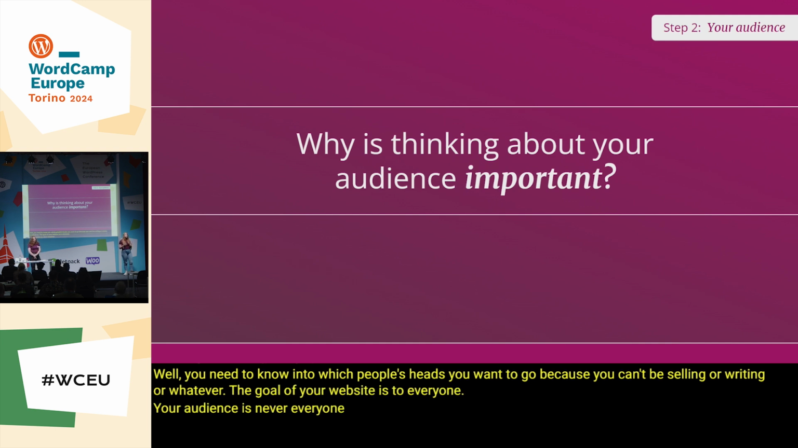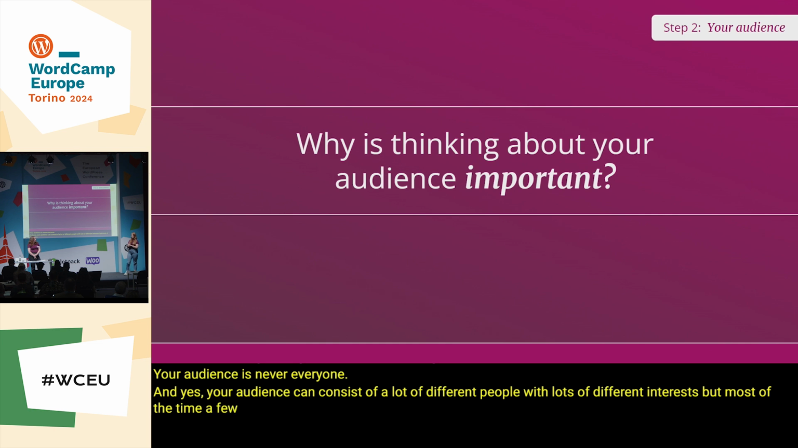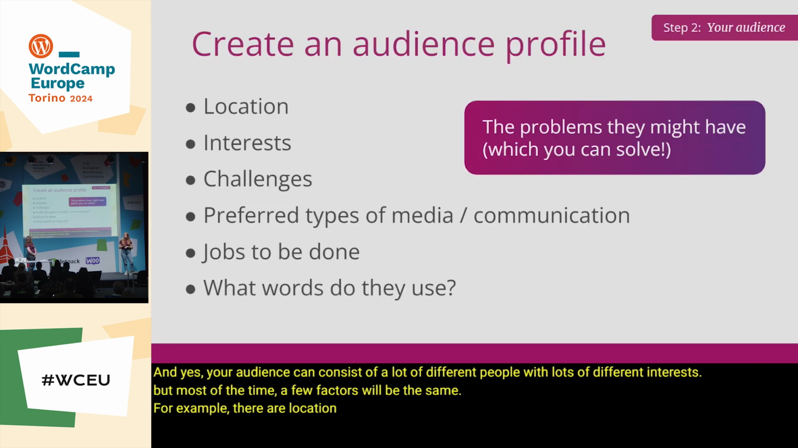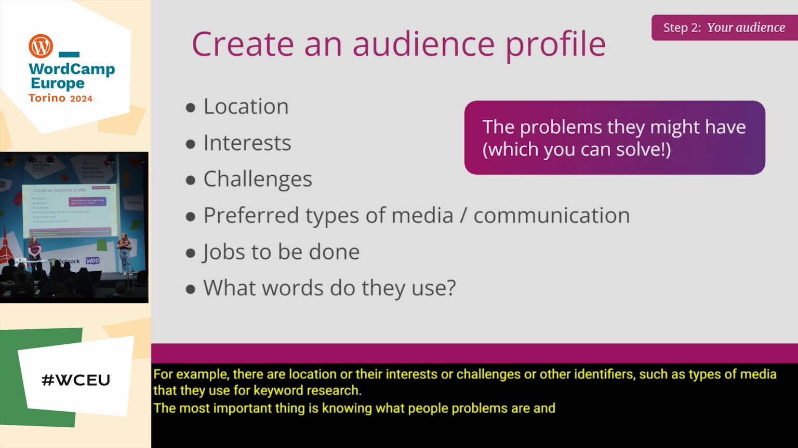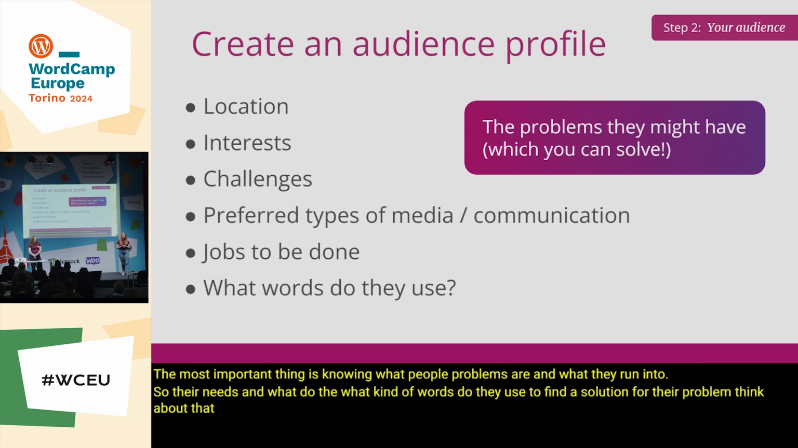And yes, your audience can consist of lots of different people with lots of different interests, but most of the time, a few factors will be the same. For example, their location, or their interests or challenges, or other identifiers, such as types of media that they use. For keyword research, the most important thing is knowing what people's problems are and what they run into. So their needs, and what kind of words do they use to find a solution for their problem? Think about that when you're brainstorming for keywords.